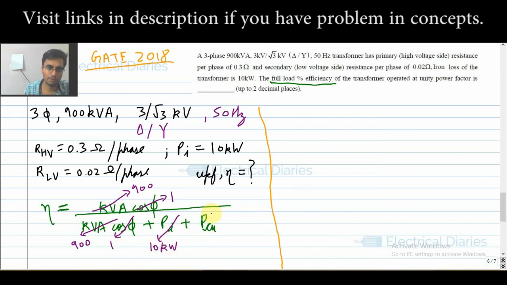Now I have to calculate this PCU so that I could calculate the efficiency. Okay, so now let us calculate this PCU. See, what are copper losses? Copper losses are the winding copper losses, that is I square R loss, and we are given the resistances of the windings, and remember this is per phase. So you first have to find the per phase copper losses of each winding, and then you have to multiply it by 3.